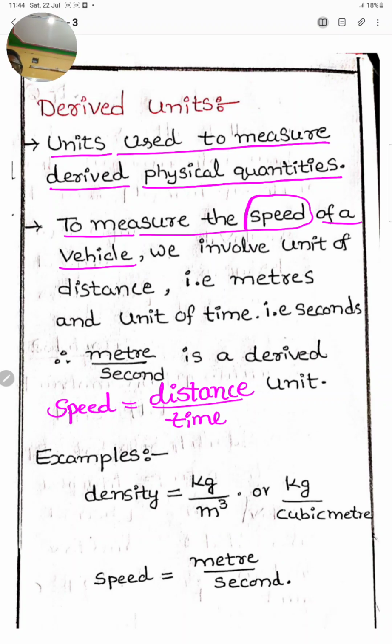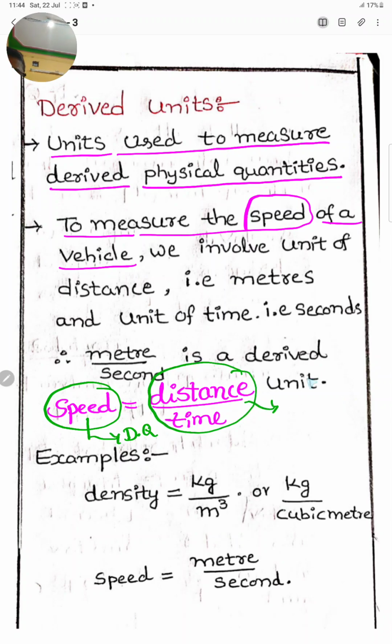That's why speed is not a fundamental quantity. Speed is a derived quantity. That's why distance by time is also a derived unit. Here speed is a derived quantity. The unit of speed is distance by time. According to the definition, distance by time is also a derived unit, not a fundamental unit.